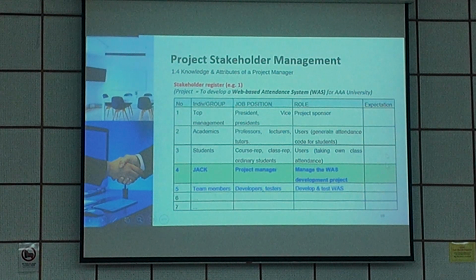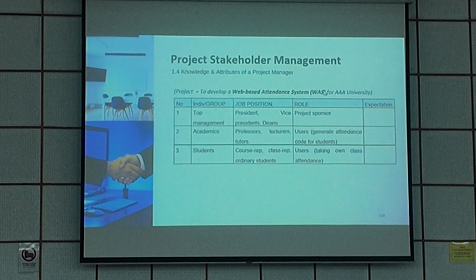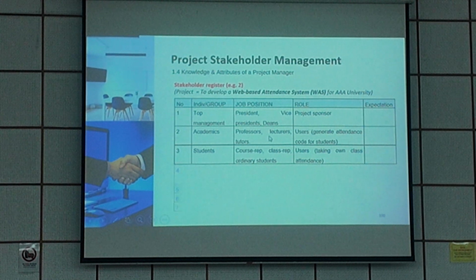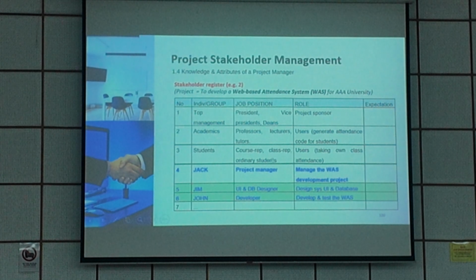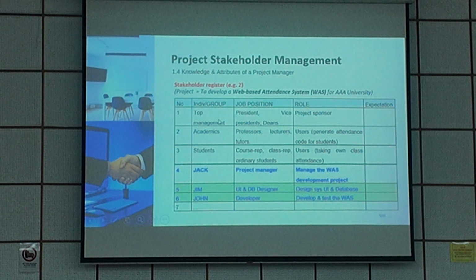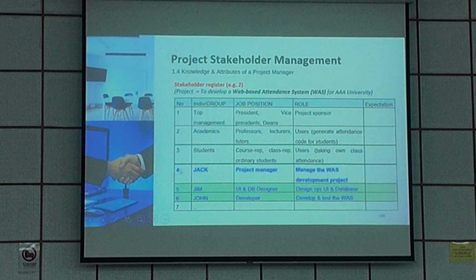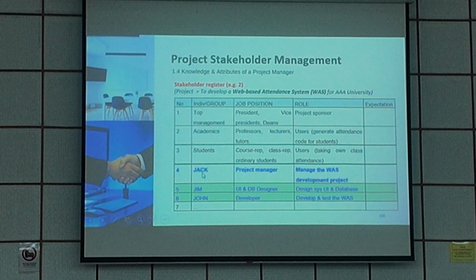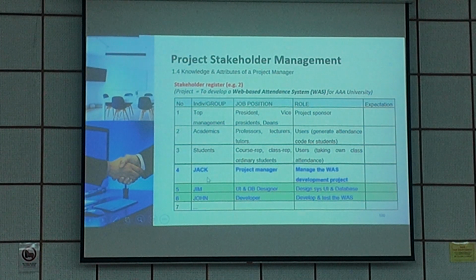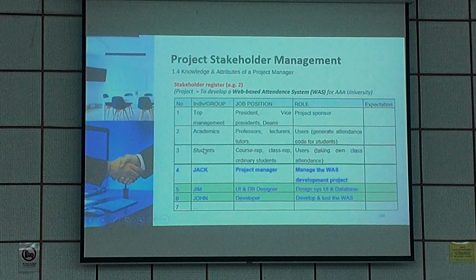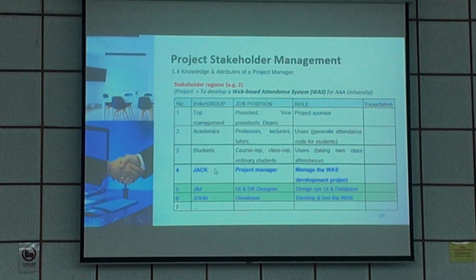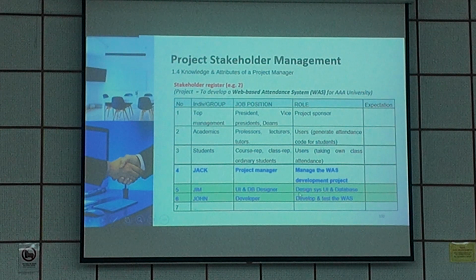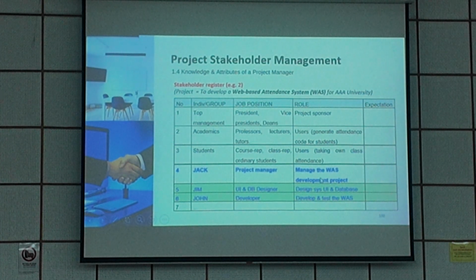So you know how to fill up this column? Example 2 is the same. This is just another way of writing. These three are group, this is individual. If individual, you put a name. If I see a name here, then this is an individual. This one tells me this is a group. Jim, UI and database designer.